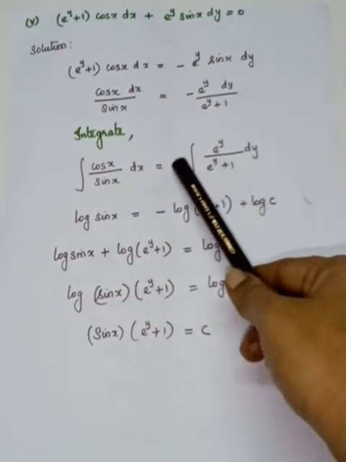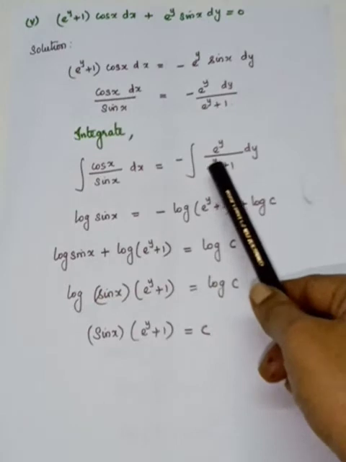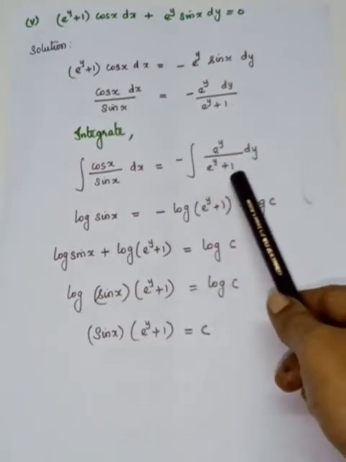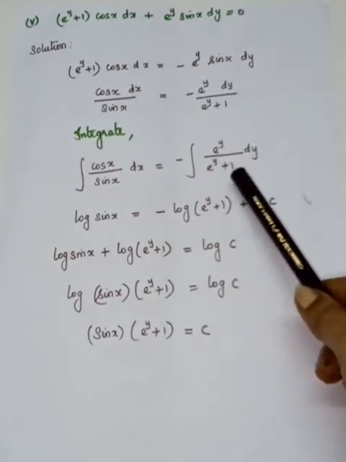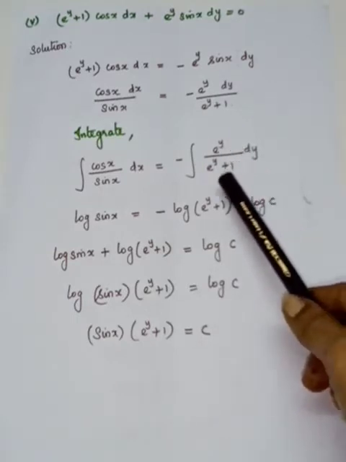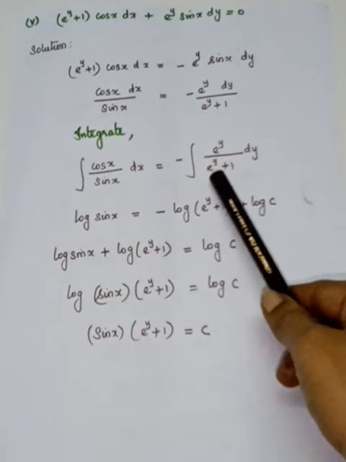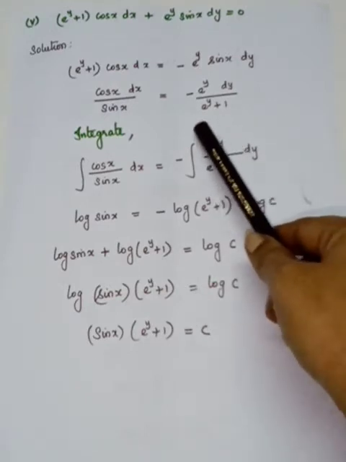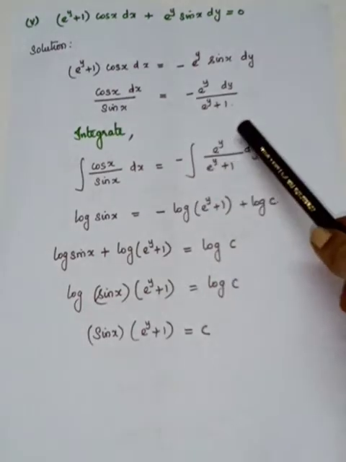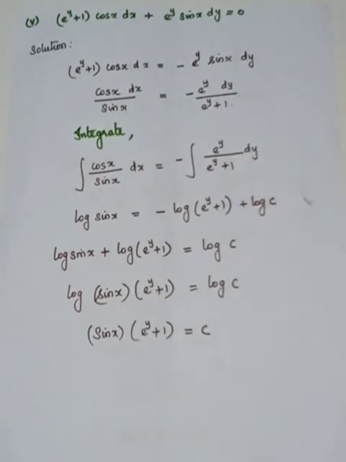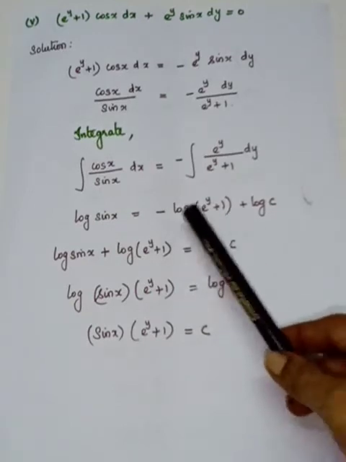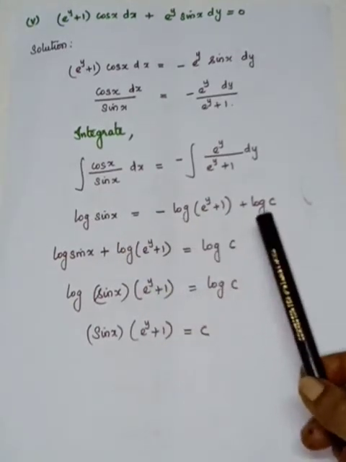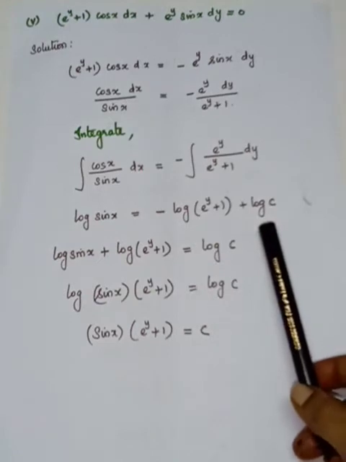In the same way, the minus is here. E power y plus 1, if you differentiate, the differentiation of e power y is e power y. Plus 1, if you differentiate, it is 0. So the differentiation of the denominator is in the numerator. So it is in the form of integral f dash of x by f of x dx. That is log of f of x. So log of e power y plus 1. So both the terms have log. So the arbitrary constant also can be written as log c.